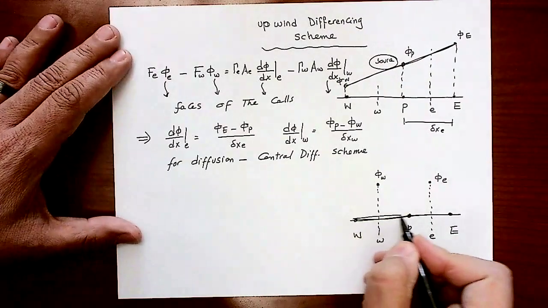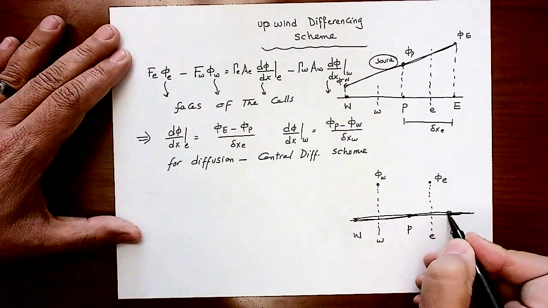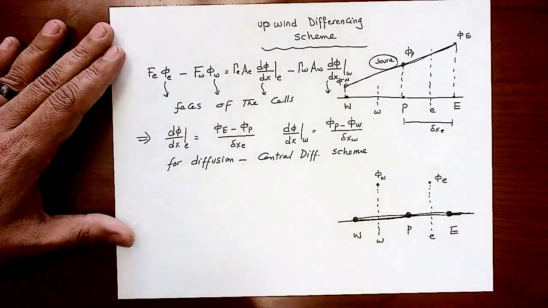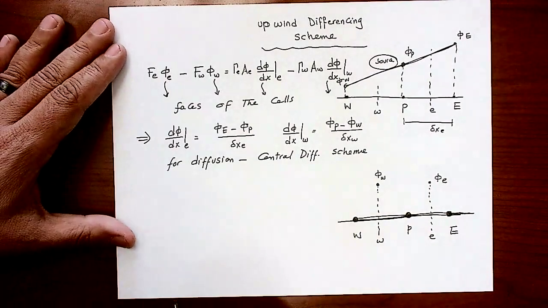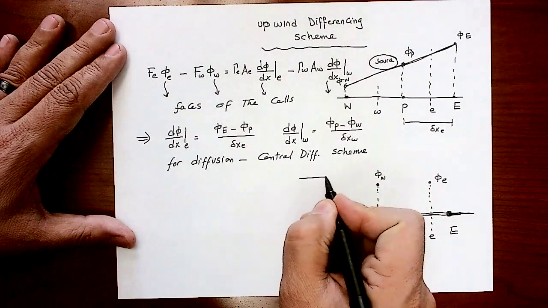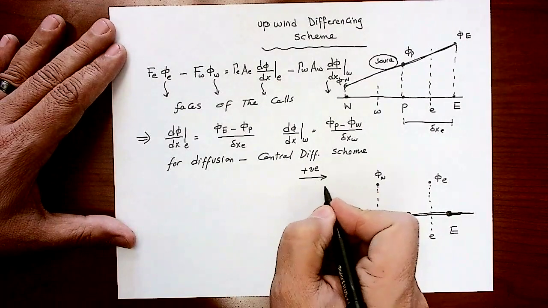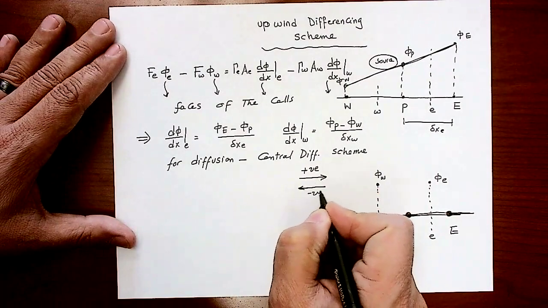So this is the domain. Let me just highlight this. So let's assume that we have the flow going in that direction, and we will give that the positive flow direction, and this will be the negative flow direction.